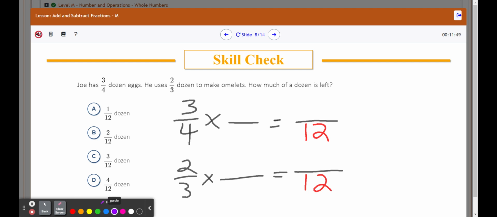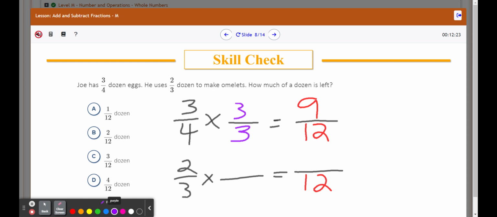All right, well, let's start with 3 over 4. So 4 times what equals 12, or 12 divided by 4 gives me 3. 4 times 3 is 12. Well, if I multiply the bottom by 3, you got to multiply the top by 3. Whatever you do to the top, you got to do to the bottom and vice versa. So now, what's 3 times 3? 9. Boom. 3 over 4 and 9 over 12 are equivalent fractions. They're the same thing.